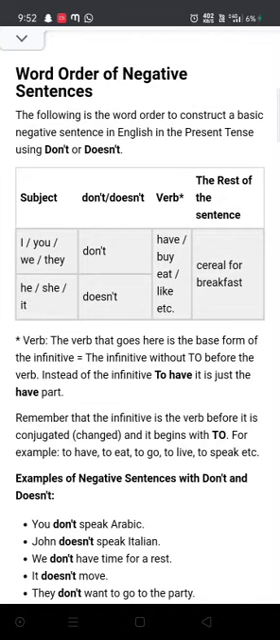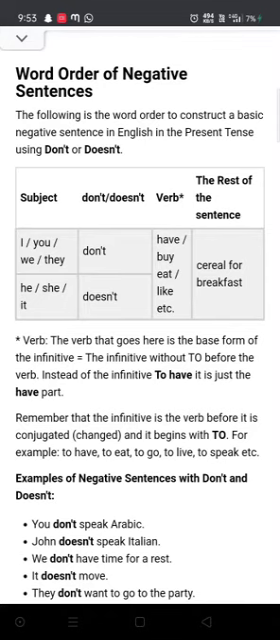For example, here you can see the sentence is I don't buy cereal for breakfast. So I is your subject, don't is your helping verb, the main verb is buy and the rest of the sentence is cereal for breakfast. The normal sentence in simple present would have been I buy cereal for breakfast. When you make its negative, you will say I don't buy cereal for breakfast.